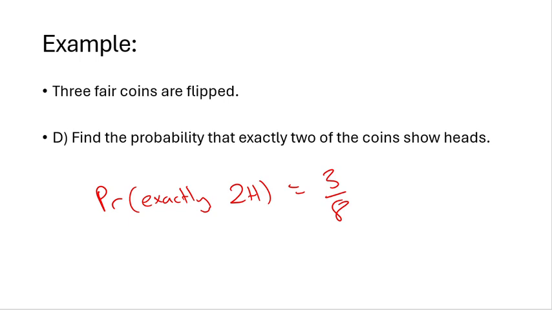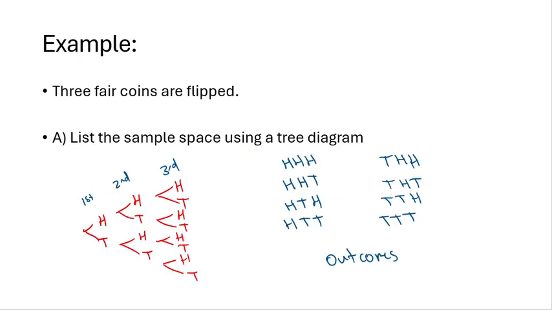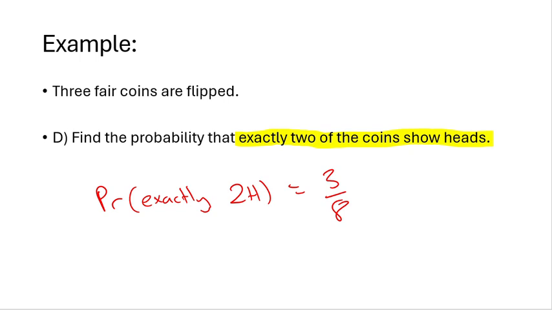Part D says find the probability that exactly two of the coins show heads. So exactly two heads, okay? You go back to your list and count how many outcomes there are with exactly two heads. Going off my list here, I can see this one right here. So those three are the only outcomes that satisfy the exactly-two-heads condition. Because we counted three, we can now write it as 3 out of 8. Okay.